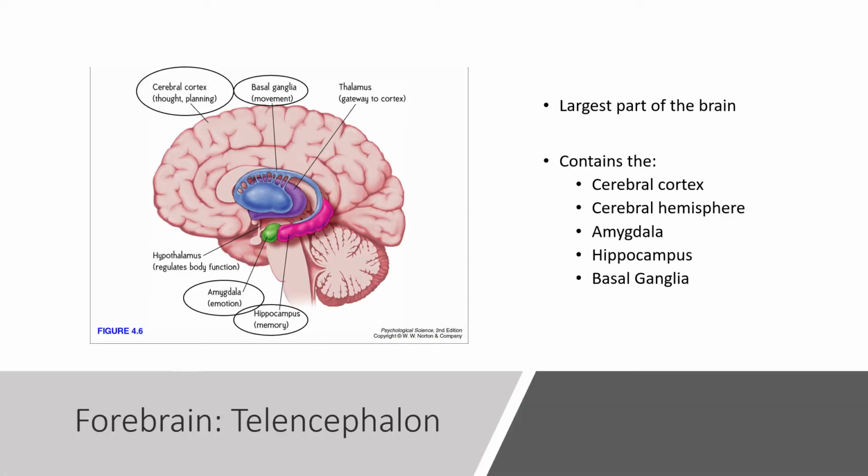Alright, so beginning with the telencephalon, which is a division of the forebrain, the telencephalon is the largest portion of your brain. It contains the cerebral cortex. It contains, of course, then the cerebral hemispheres. It also contains your amygdala, which is involved in emotions such as when you form an attachment with a blanket. It involves the hippocampus, which is involved in consolidation of memory. It also contains the basal ganglia that are involved in movement.